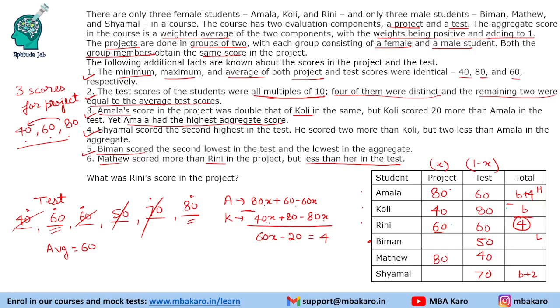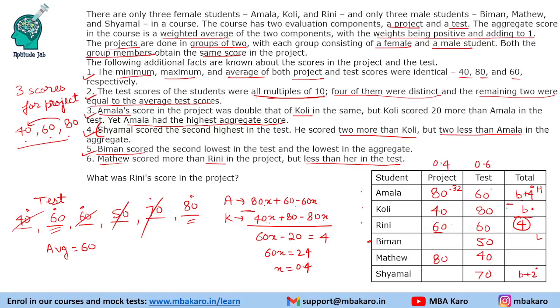Why are we taking 4? Because from the fourth statement, Shamal scored second highest in the test. He scored 2 more than Kohli, but 2 less than Amala. So if we take Kohli as B, Shamal will be B plus 2 and Amala will be B plus 4. When we subtract, 60x is equal to 24, or x is equal to 0.4. So the weight of project is 40%, that is 0.4, and weight of test is 0.6. Now we can calculate the totals.